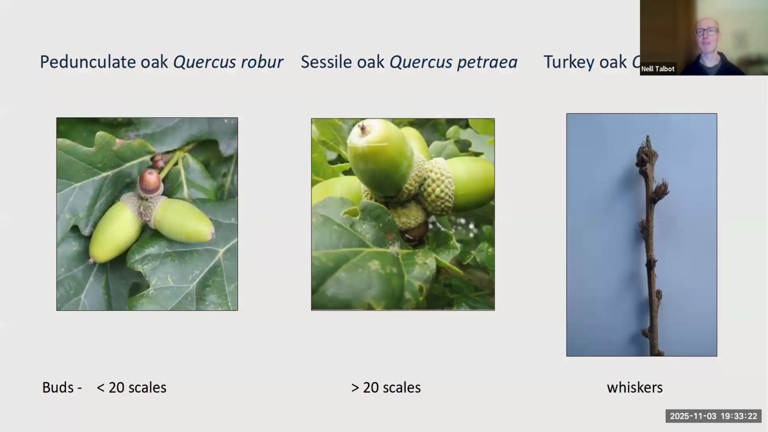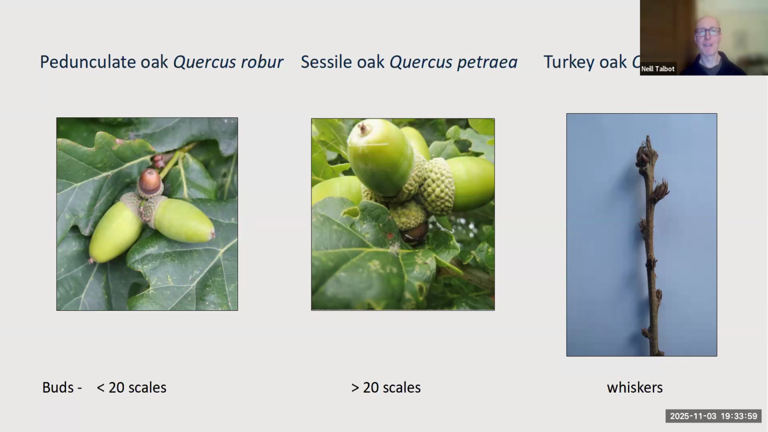So just a quick bit about the oaks. There are only two native oak species in the UK: the pedunculate oak, Quercus robur, also known as English oak, and the sessile oak, Quercus petraea. I've also put on this slide a non-native one, which has become quite widespread, the turkey oak, Quercus cerris, just to show you some of the differences.